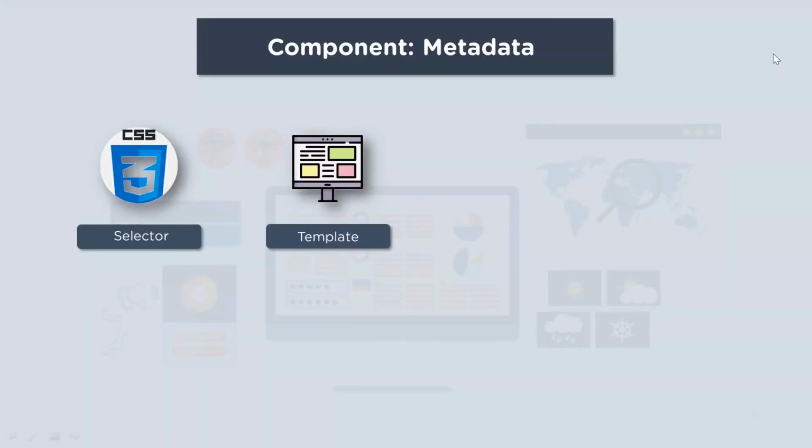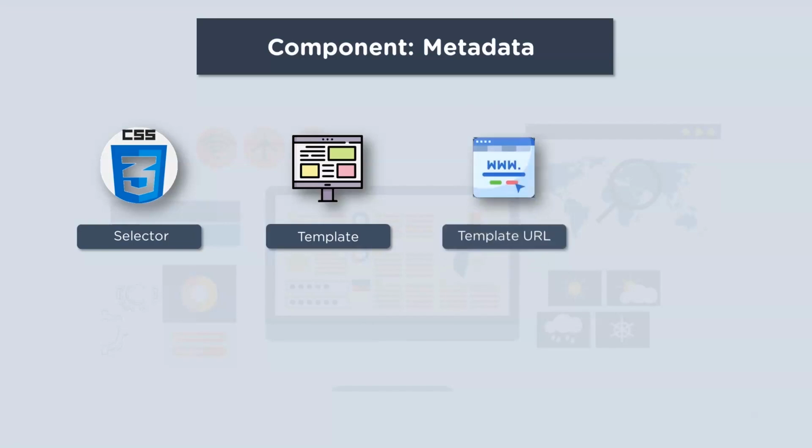Next up, we have the template. Now, a template is an inline defined template for the view. Now, the template can be used to provide some particular markup. The markup could typically include some headings or paragraphs that are displayed on the UI. Next up, we have template URL. Now, it is the URL for the external file containing the template for the view.